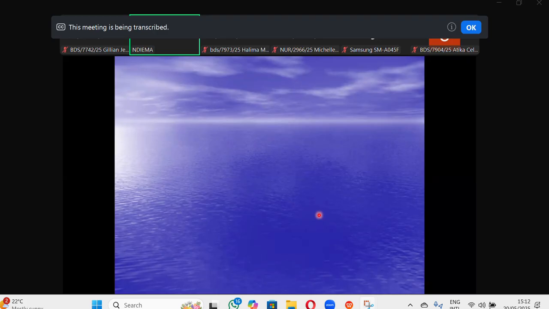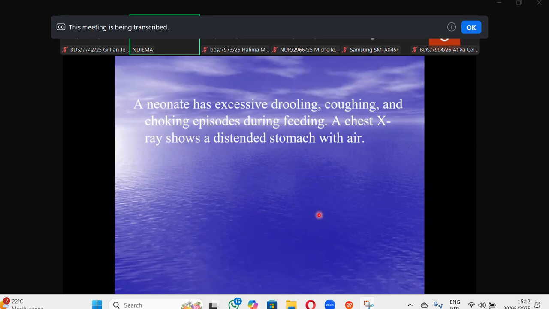So these are some of the congenital malformations that we have. Let's look at this one here. Look at this story. A child is born with excessive drooling because the child cannot swallow saliva, and coughing. Immediately an attempt is made to feed the child, there's coughing and choking, and the X-ray shows a distended stomach with air. What does this tell you? It tells you that there's a connection between the respiratory tract and the digestive tract.